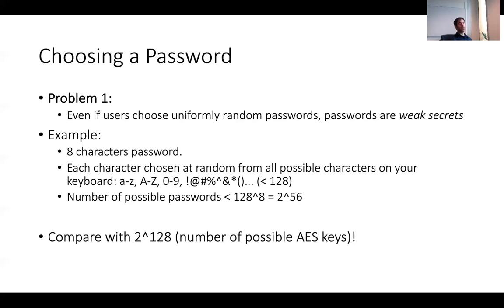Coincidentally, 2 to the 56 was also the number of keys that you could choose in DES, the Data Encryption Standard, which, as we discussed when we were talking about confidentiality, is a completely broken crypto system because modern computers can perform 2 to the 56 operations, or they can try all keys in a reasonably short time. So this is an issue for passwords. The fact that passwords are weak secrets means that we need to address this problem.